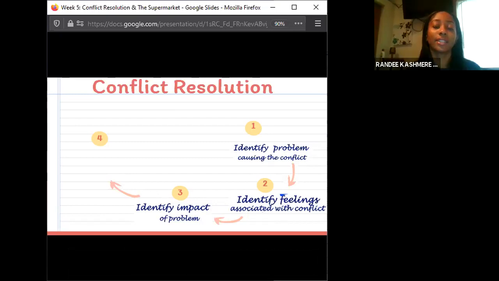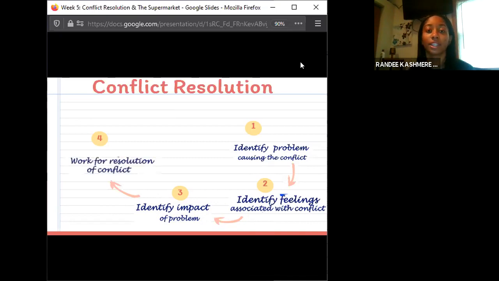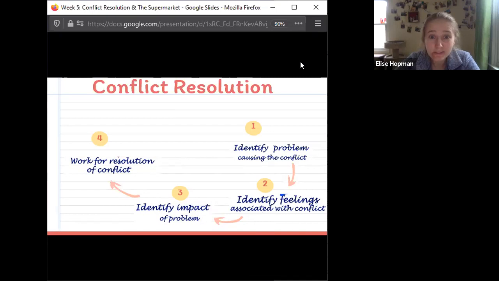The last and final step is to communicate on both sides what the resolution is and how it can be achieved from both groups or both individuals. The most effective way is to communicate a clear way that it can be implemented and how to avoid similar situations in the future. And if you follow all these steps, your conflict should be resolved.